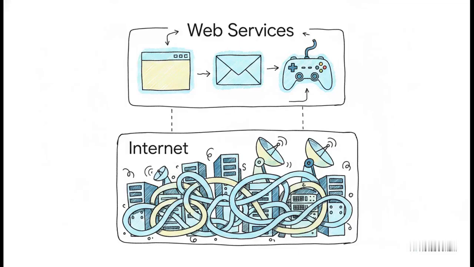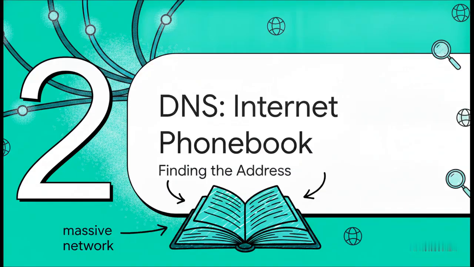We have to distinguish the web from the internet. People use these terms interchangeably all the time, but they are entirely different things. Think of the internet as the massive physical infrastructure, the miles of cables, routers, and networks connecting over 4.5 billion users globally. It's the roads. The web, on the other hand, is just a service built on top of that physical infrastructure, like email or online gaming. You use a browser to navigate the web, but the internet is the physical highway actually getting you there. Which brings us to section 2, DNS, the Internet Phone Book.